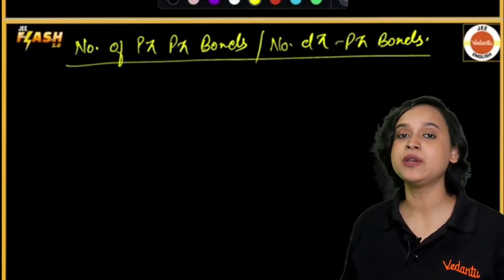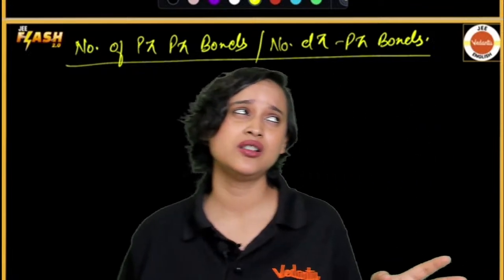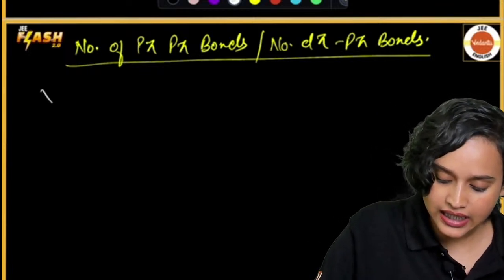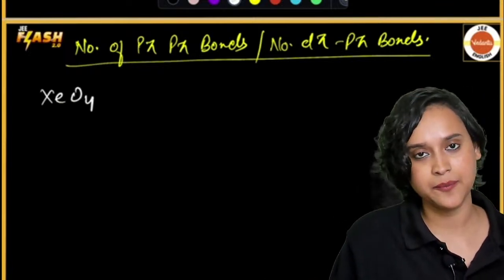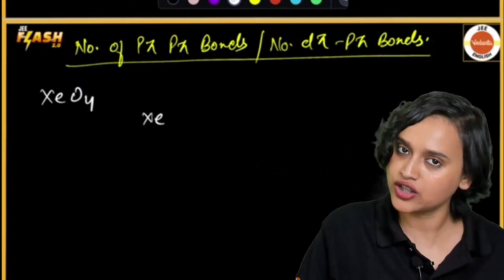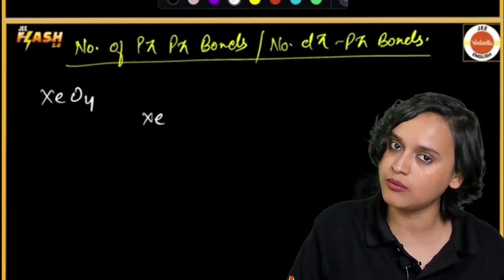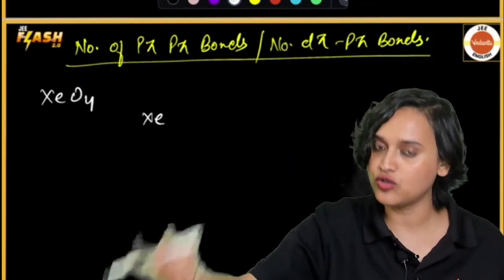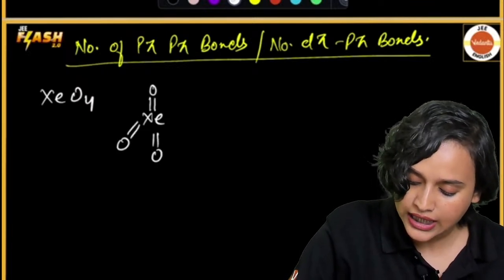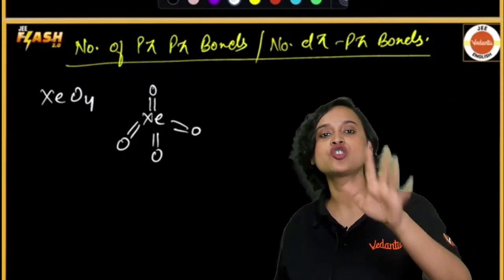Acha, for the number of p-pi d-pi bonds, let us take the example of xenon, XeO4. Now, in XeO4, let us draw the structure. I have already taught you how to draw it: you find the steric number, then the hybridization, then you draw the structure. So here you will have double bond O, double bond O, double bond O, and double bond O. Now tell me, oxygen belongs to which period?